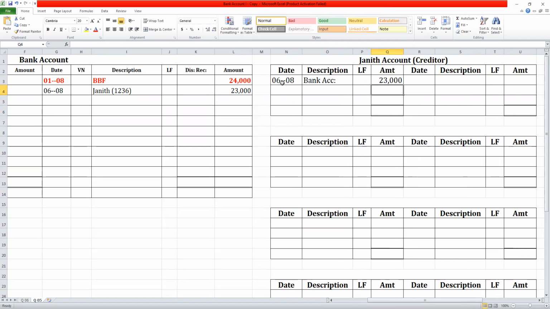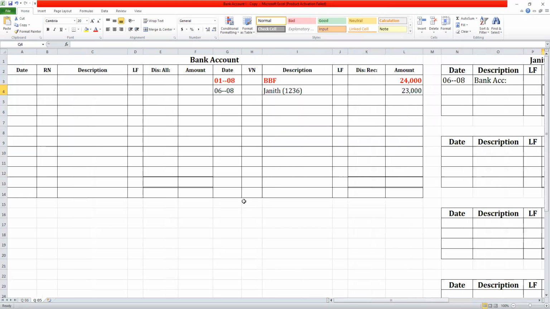Always remember, every debit entry has a corresponding credit entry. Every credit entry has a corresponding debit entry. Debit entry. And children, highlight the next transaction, 8th of June. Now it is very simple for you. This is how you record the payment of the check.